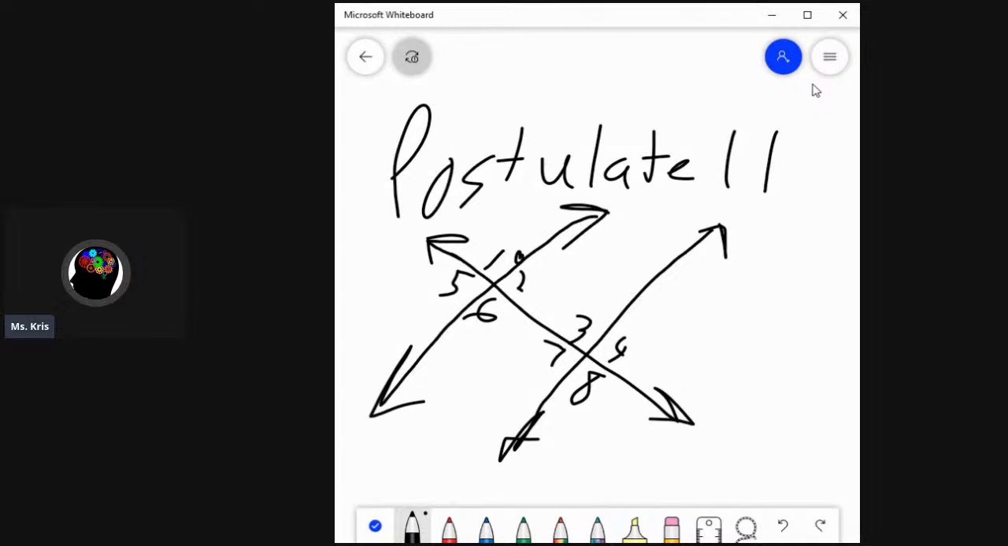Any questions on the parallel postulate or special angles?